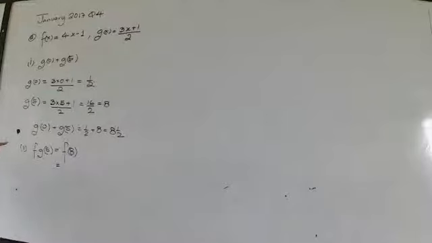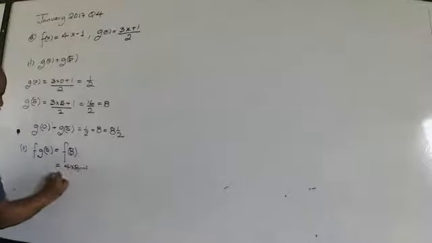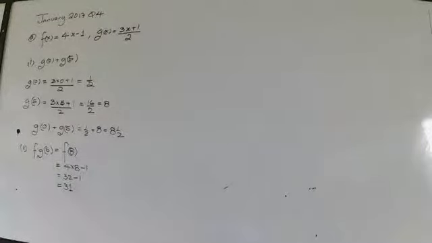So I take out g of 5 and put 8. Now, f of 8 is saying that in f, wherever I see x, I'm going to take out x and put 8. So this is 4 times 8 minus 1. 32 minus 1. Did you get 31? Yes, sir. f of g of 5 is equal to 31.